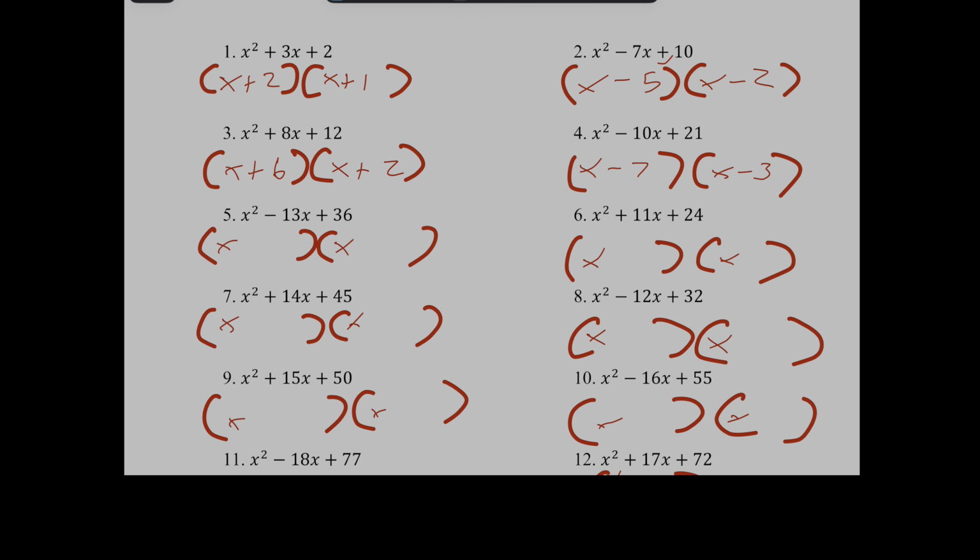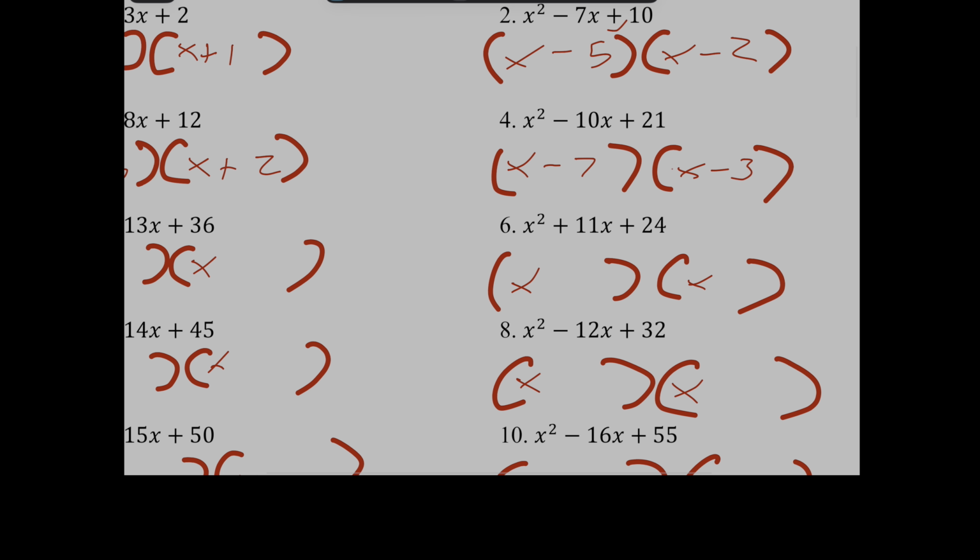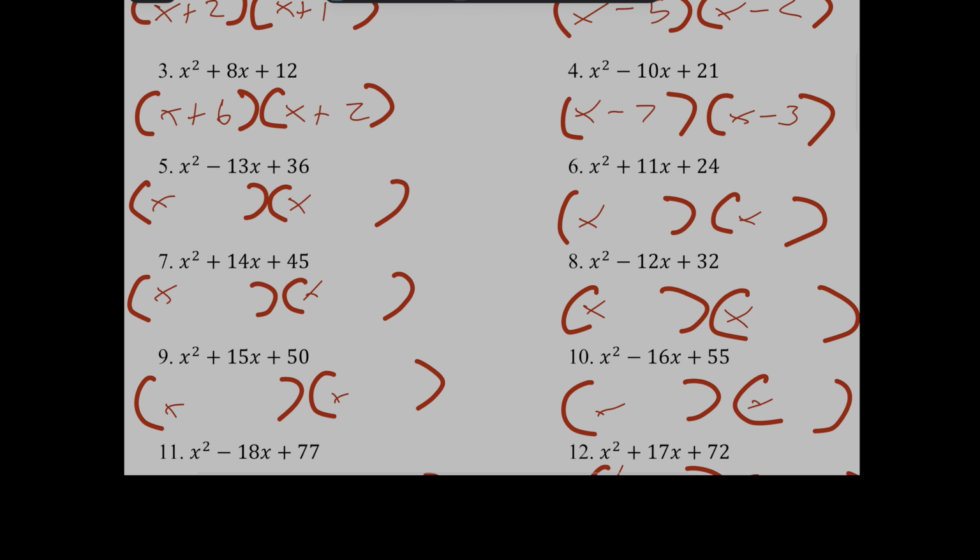Just to slow down really quick to double check, what is a negative 7 times a negative 3? The answer is positive 21. Okay, and what is negative 7 plus negative 3? It's a negative 10. So you can always double check them once you're done.